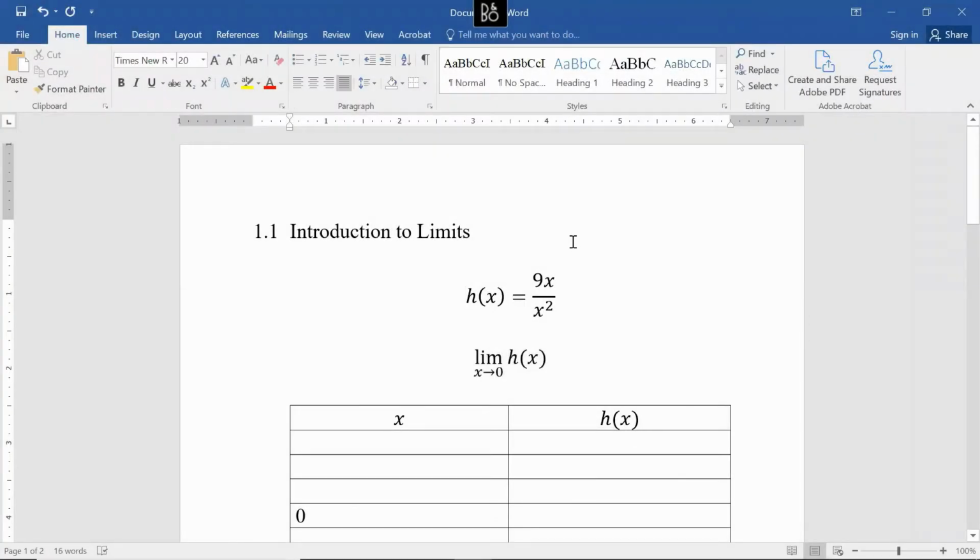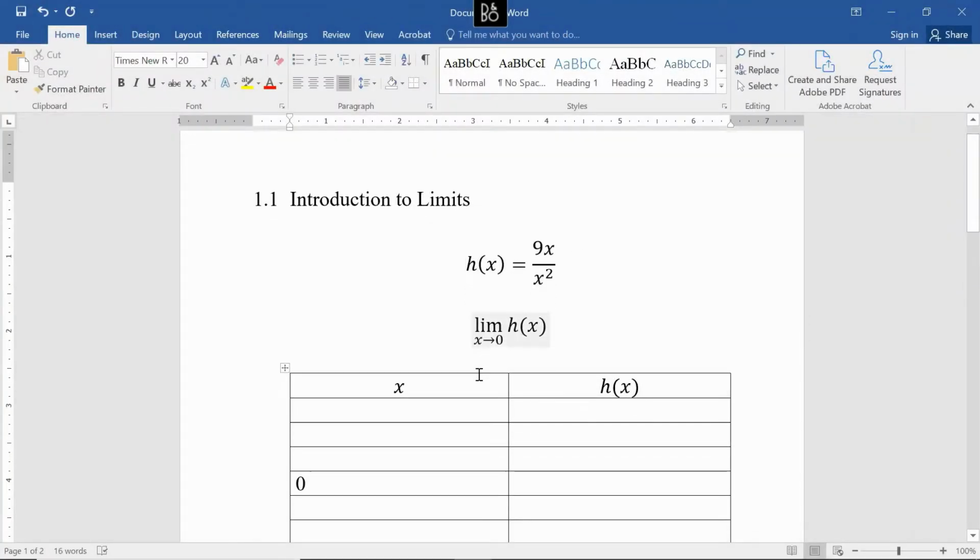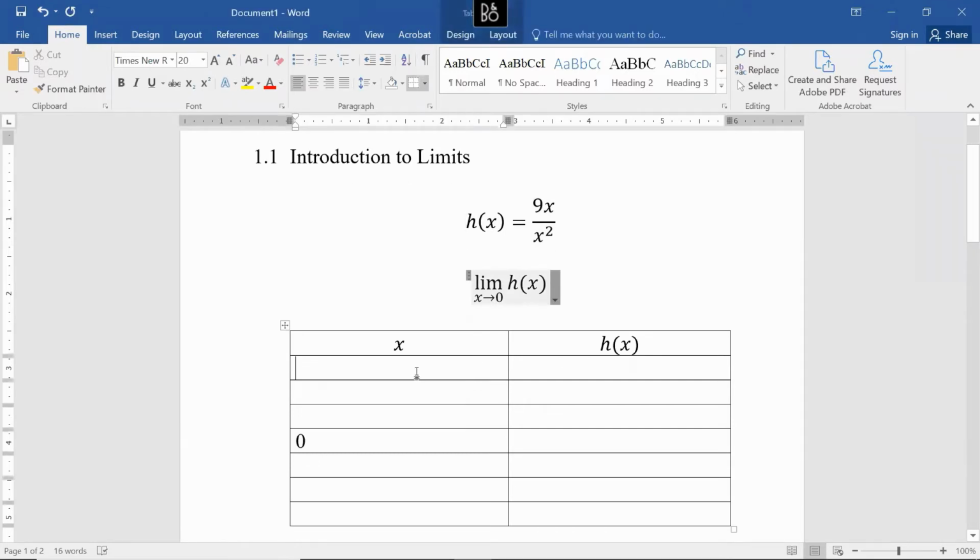So let's take the 9x over x squared and numerically look at finding the limit. We're going to start a tenth away, and then 100th away, and then 1,000th away. And then we're going to do that on the other side, a tenth away, 100th away, and 1,000th away.